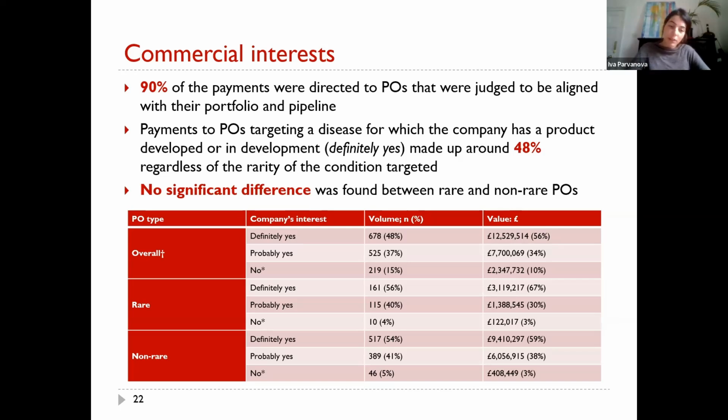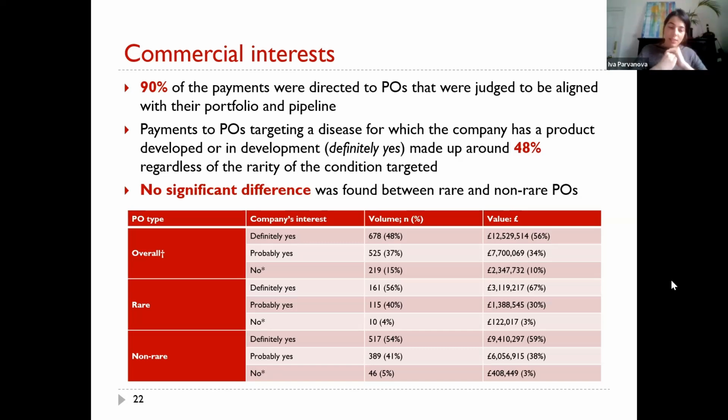When we looked at disease-specific organizations, so rare and non-rare, this went to 97%. So 97% of the value of all payments going to disease-specific patient organizations could be attributed to organizations that were aligned to the commercial interests of the companies. In terms of volume, if we just look at rare and non-rare, we determined that companies definitely had an interest for 56% of the payments directed to rare organizations and 54% of the payments directed to non-rare patient organizations, but we couldn't find any significance in this difference.